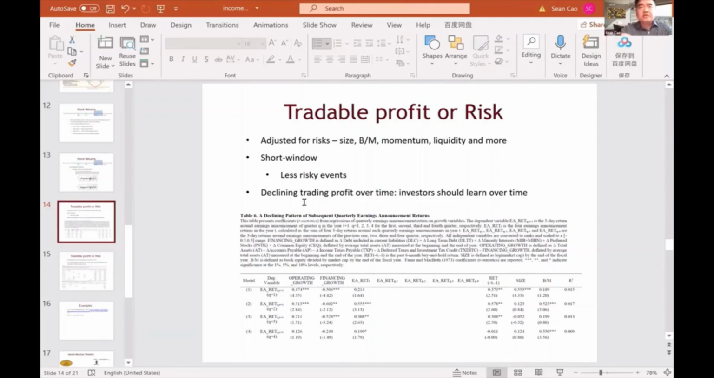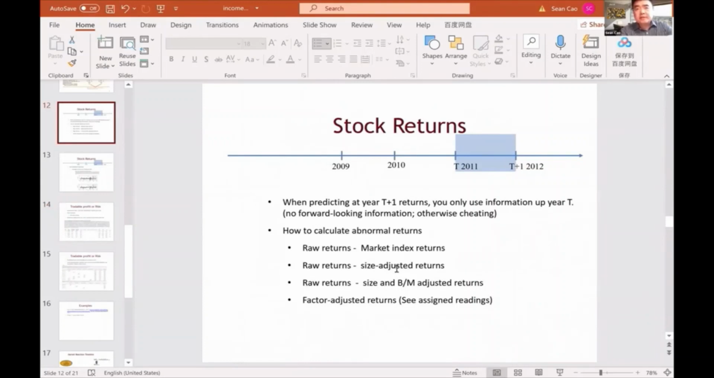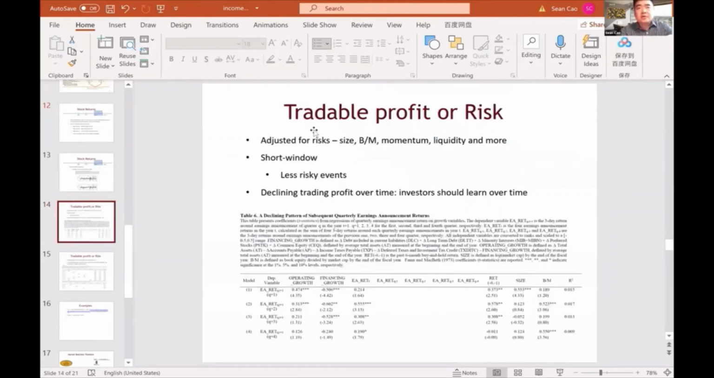The first one is to adjust for risk. That's what we did here, right? You minus the size factor, minus the market risk factor. So the first thing is once you adjust all the risk, you still have positive profit. And this is after transaction cost. So basically, what does that mean? This means it's not the risk. That makes sense.